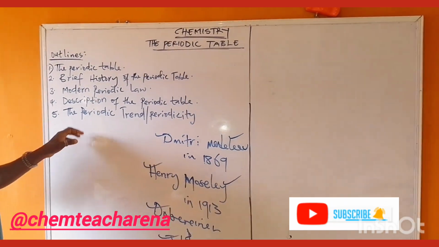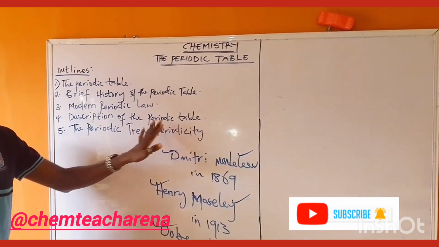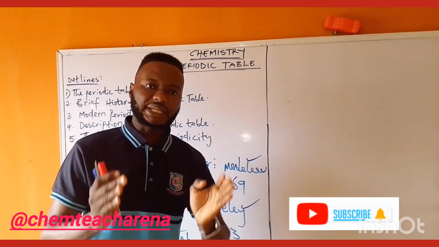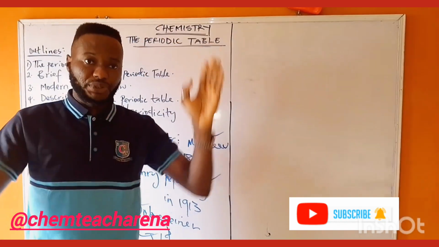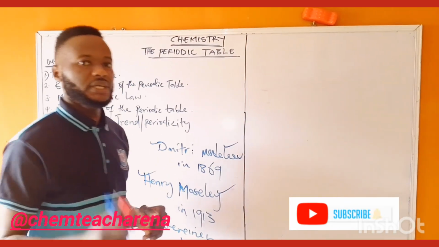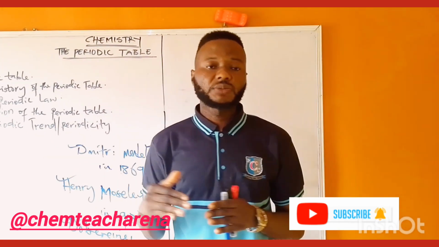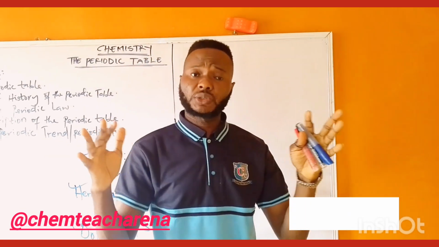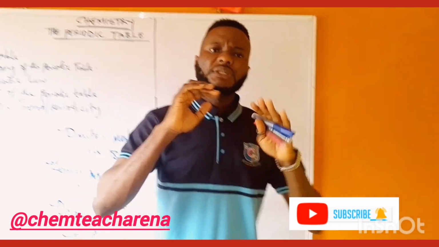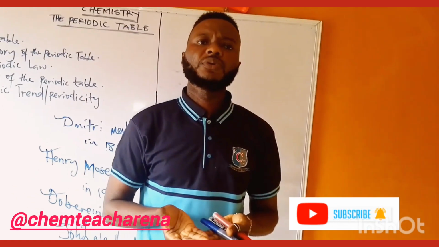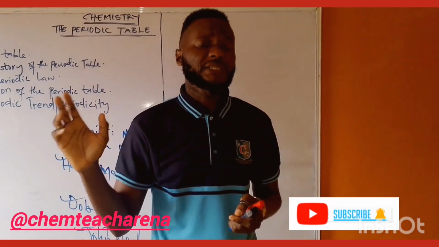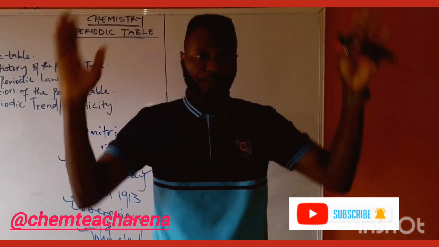Having said that, we now quickly look at the description of the periodic table. Now we want to describe in detail the periodic table, mainly for SS2 students. We want to talk about the full description of the periodic table. We have the full periodic table, which contains about 118 elements in the periodic table.